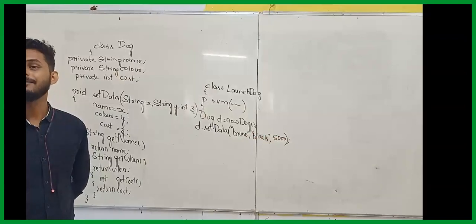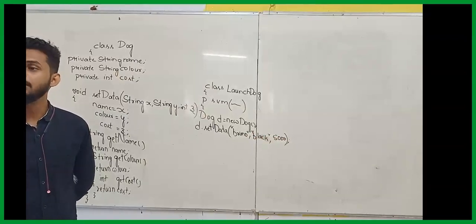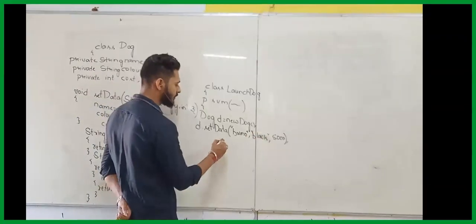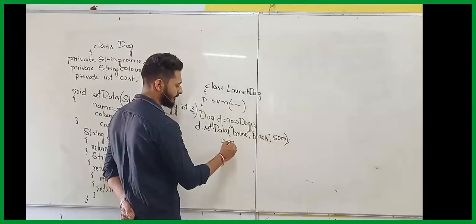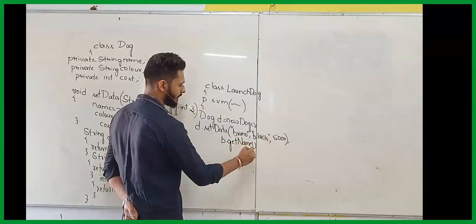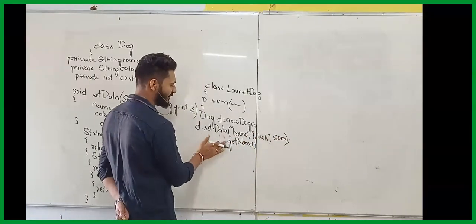Now I want to take it back. I want to check the values are assigned properly or not. How can I check it? Just call the getter part, get name. Fine, you understood, right?